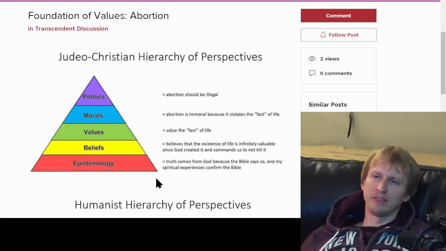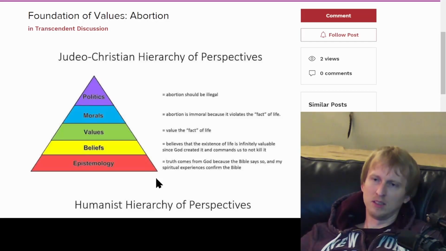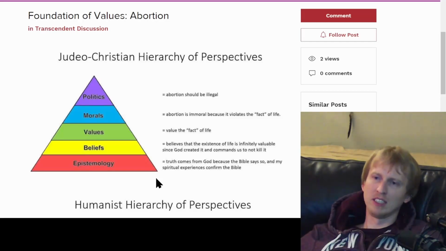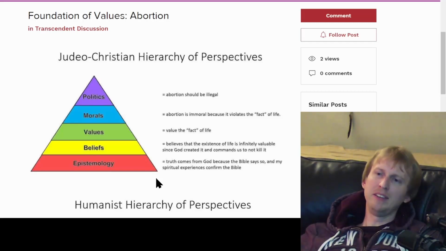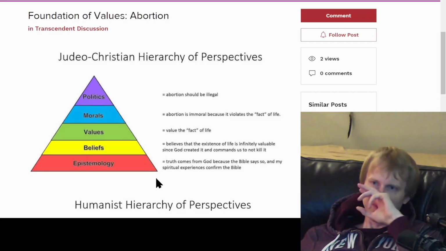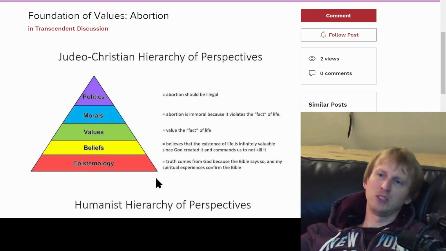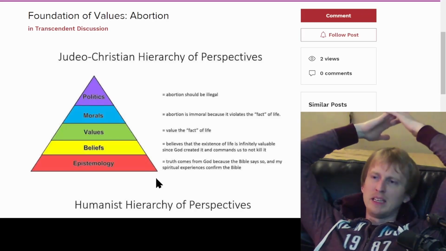Politics being the most superficial opinion, in a logical hierarchy, epistemology is at the bottom, where it's like, this is my foundation, this is what I believe to be true, or this is my process for getting to truth. And then my beliefs, these are what I believe to be true because of this process. So the process of truth is the true foundation. Then the beliefs about truth are the second foundation. And then because of these beliefs, you have values. And because of those values, you have morals, and because of those morals, you have politics, or political opinions.